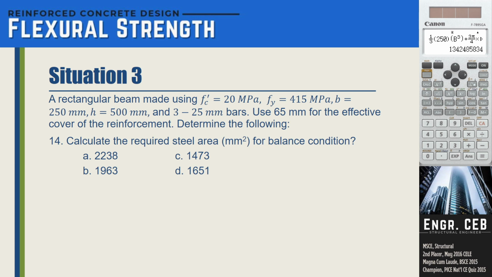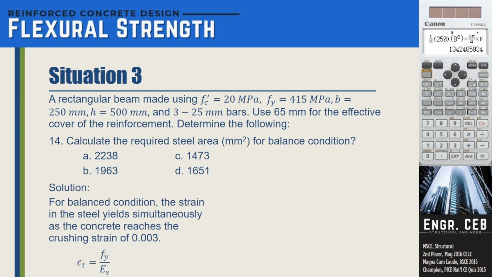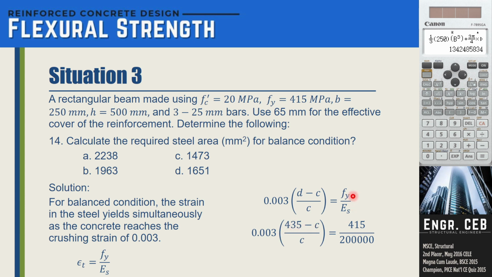Okay, so for a balanced condition, it means that as the concrete reaches a strain of 0.003, the steel will reach its yield strain. So meaning, the yield strain Fy over E sub S will be the strain in the steel. So we will equate this in the formula of our net tensile strain. We substitute the value. Our effective depth is 435. So we substitute the value of Fy 415 and then modulus of elasticity is 200,000. Okay, so we can now compute for the value of C.